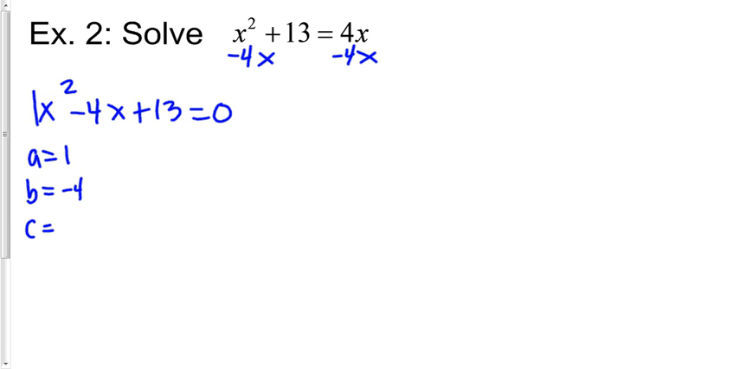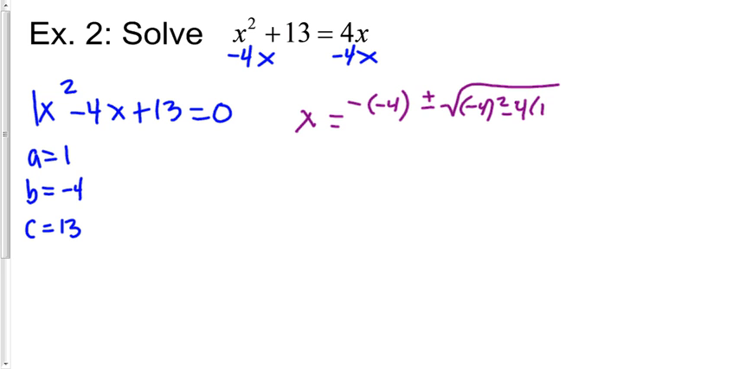And c is 13. Let's plug a, b, and c into the quadratic formula and see what we get. So the solutions are equal to negative b, that's negative negative 4, plus or minus the square root of b squared, so negative 4 squared, minus 4 times a, which is 1, times c, which is 13.